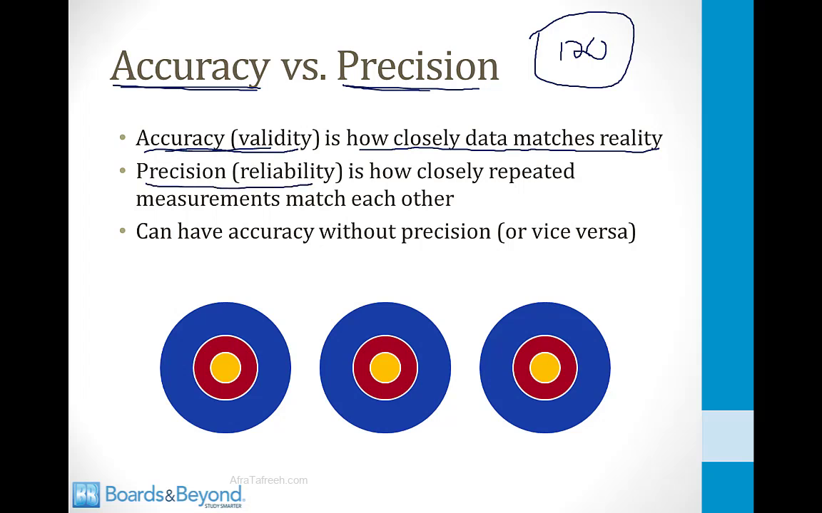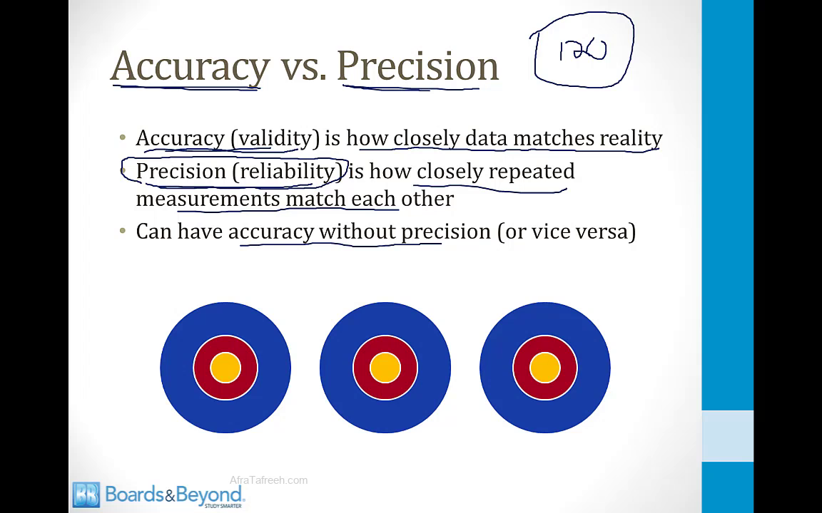Precision, which is also called reliability, is how closely repeated measurements match each other. So this has nothing to do with the gold standard. But if we do 5 tests of a person's blood sugar and they all come out to be exactly 120, we would say that that test is precise or reliable. It means that we're going to get the same result each time when we use it. And it is possible to have accuracy without precision or vice versa.